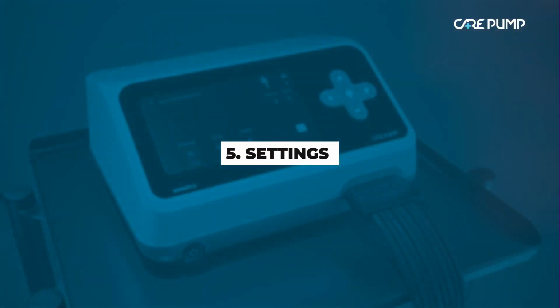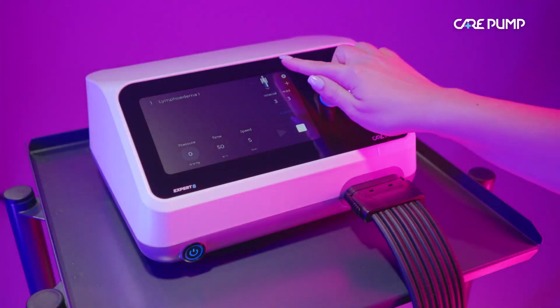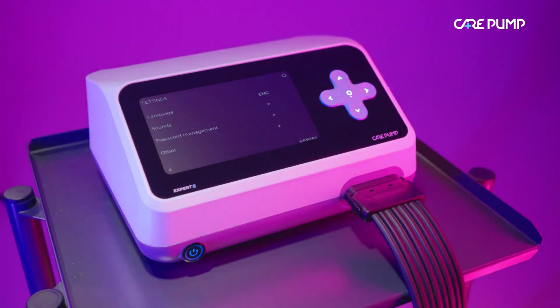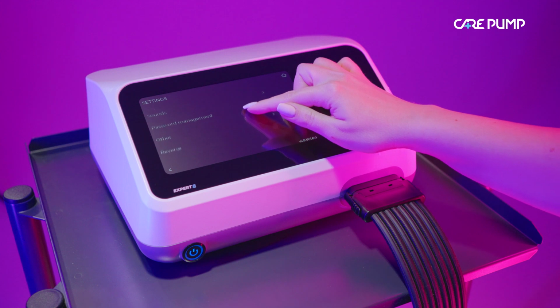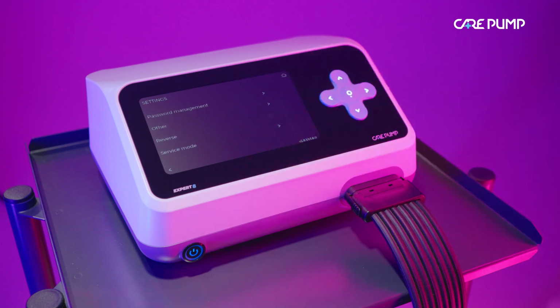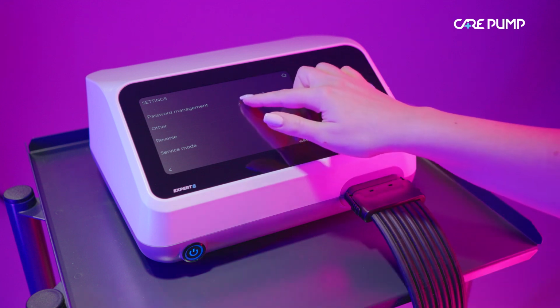Settings. The icon in the upper right corner of the screen is used to configure the settings. Settings menu enables language selection, sound modification, password management, end of therapy settings, entry screen view, button brightness adjustment, reverse mode activation, color scheme, and access to the service mode.